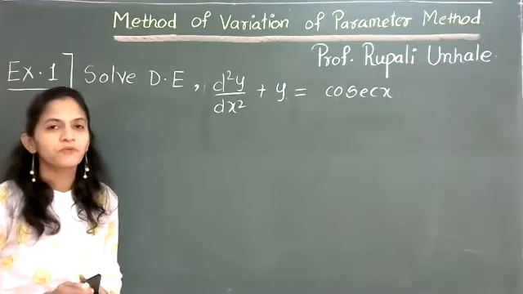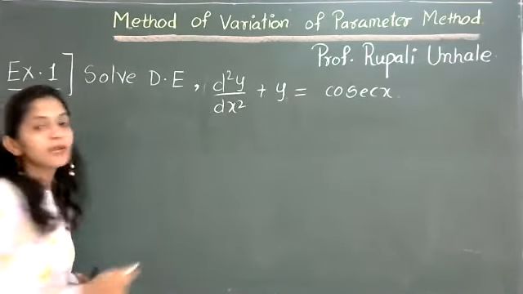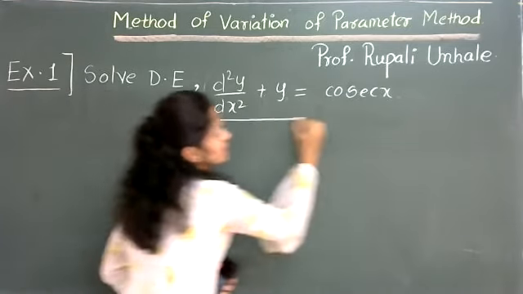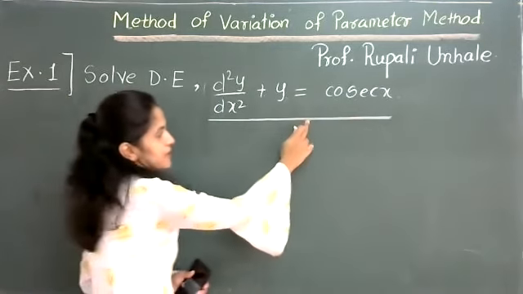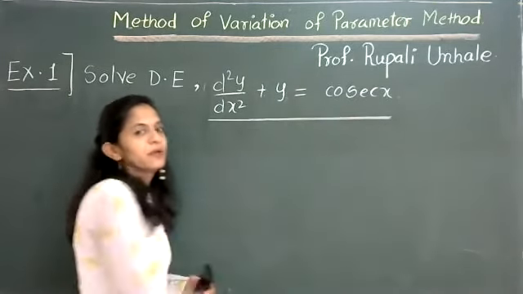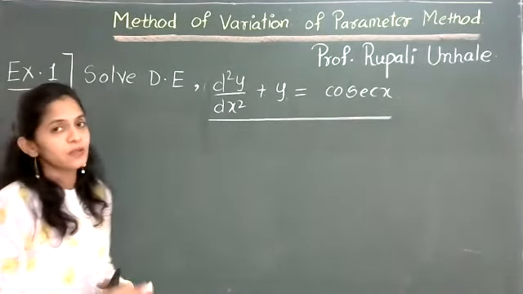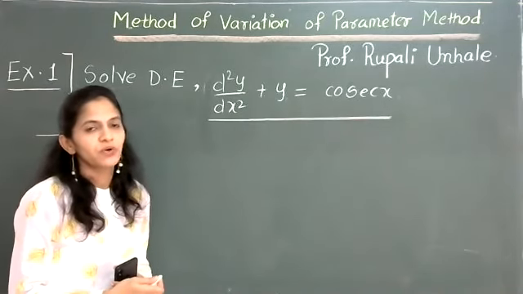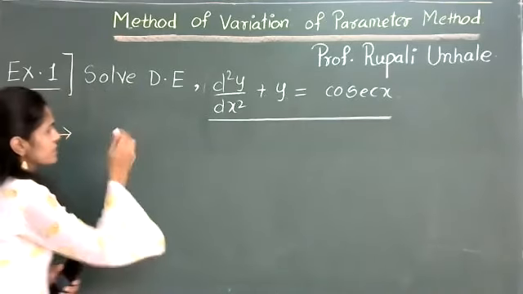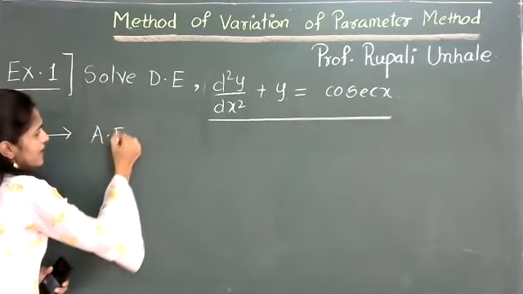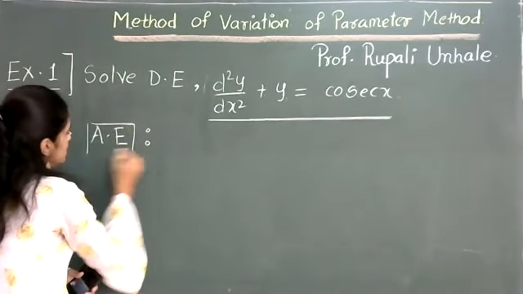Let's begin with an example of the MVP method. Here we want to find the solution of the differential equation by using the MVP method. The differential equation is d2y by dx square plus y is equal to cosec x. As we have already seen the method, step number 1, we are going to find the complementary function. For every example, first we will write the auxiliary equation.